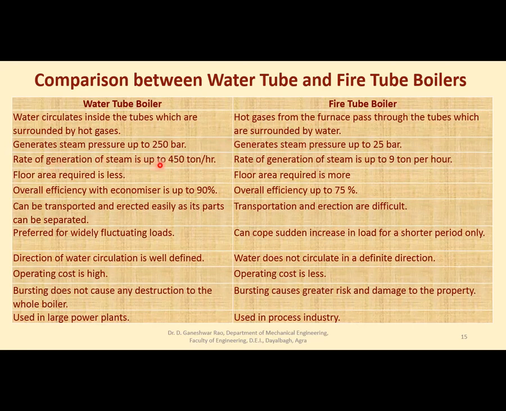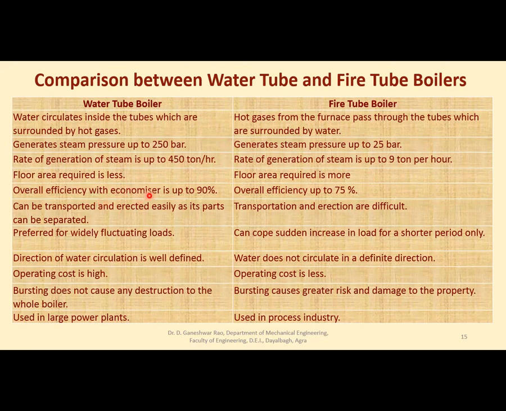Rate of generation of steam is 450 tons per hour in case of water tube boiler, whereas here it is up to 9 tons per hour. Do you see the difference? So whenever there is less requirement of steam generation, less requirement of pressure, that means in small systems one can go for fire tube boilers. Floor area required is less here, and here floor area required is more.